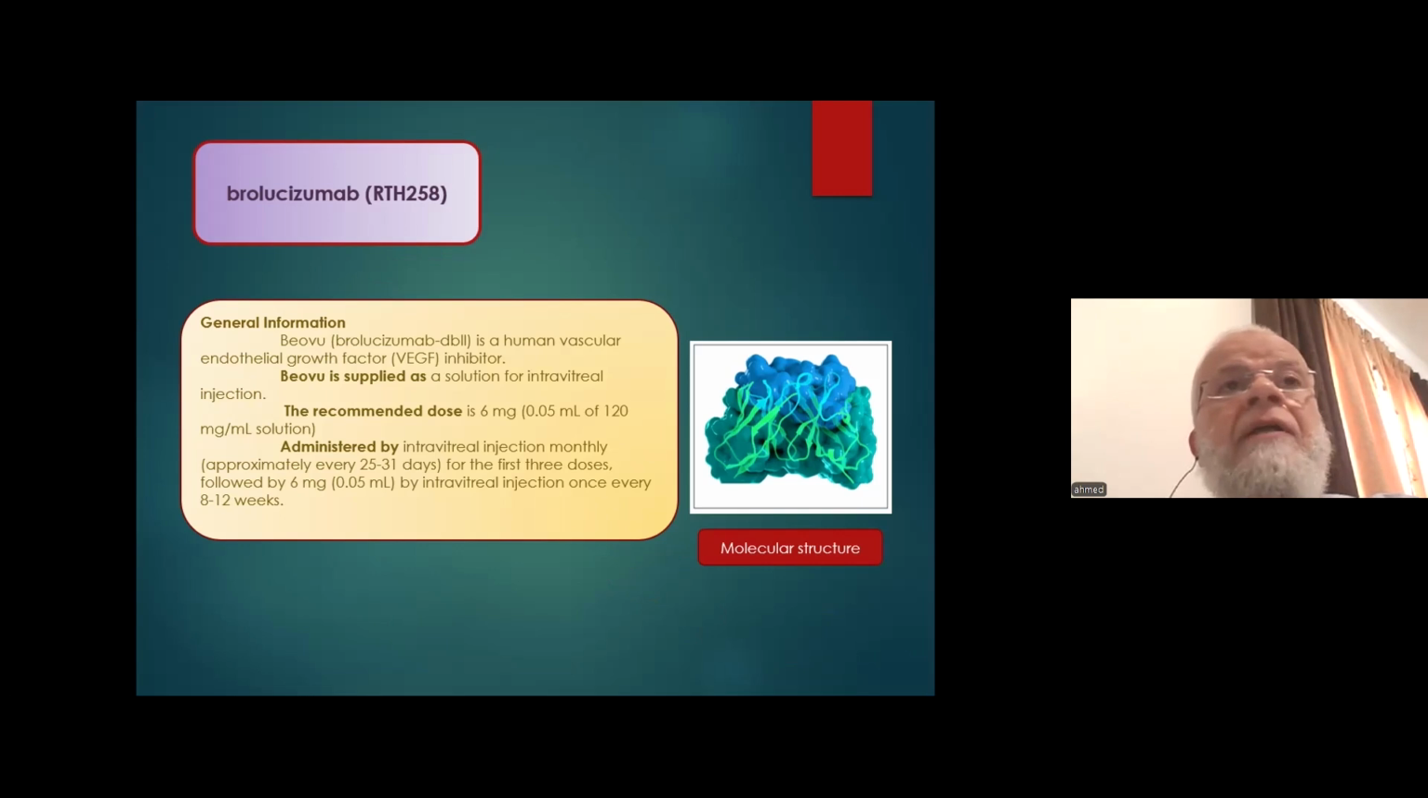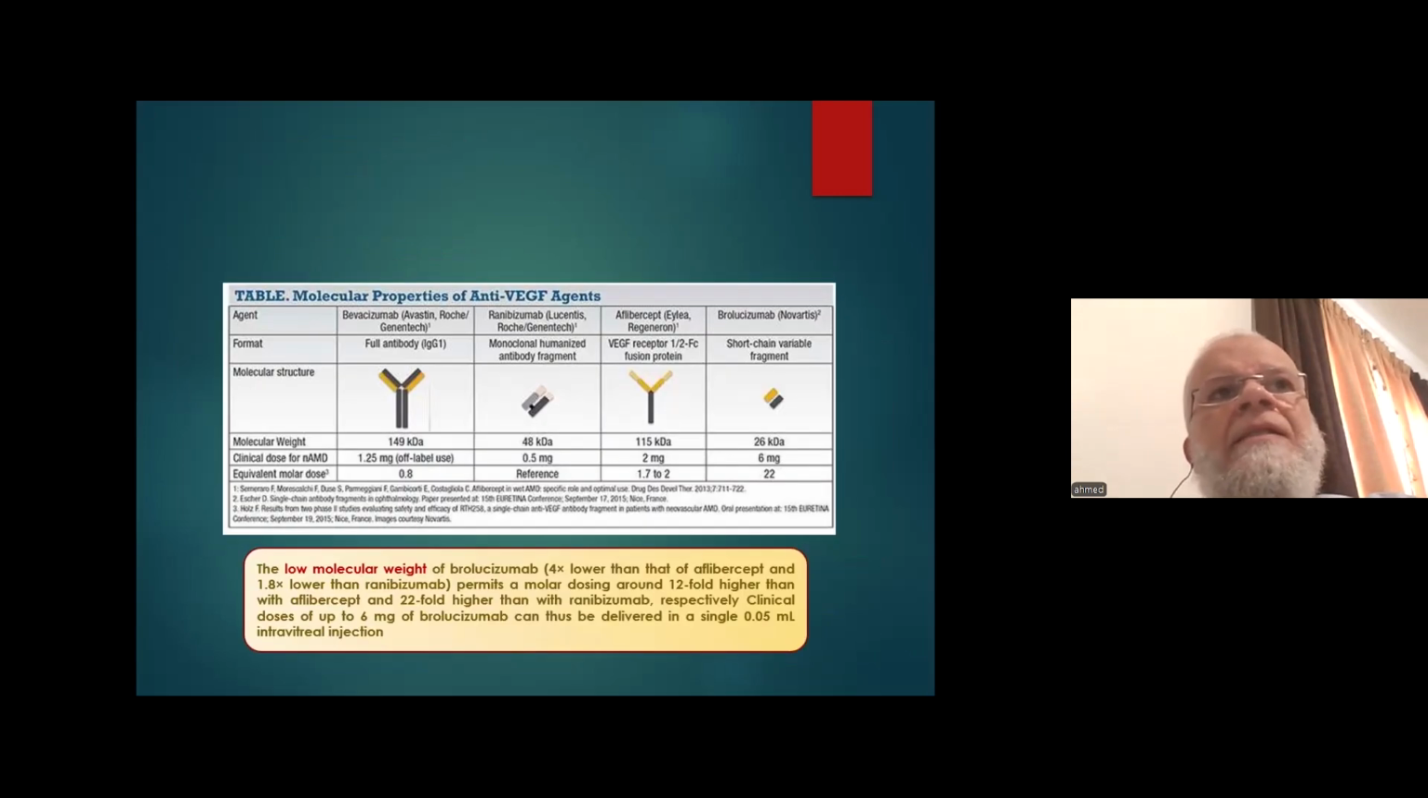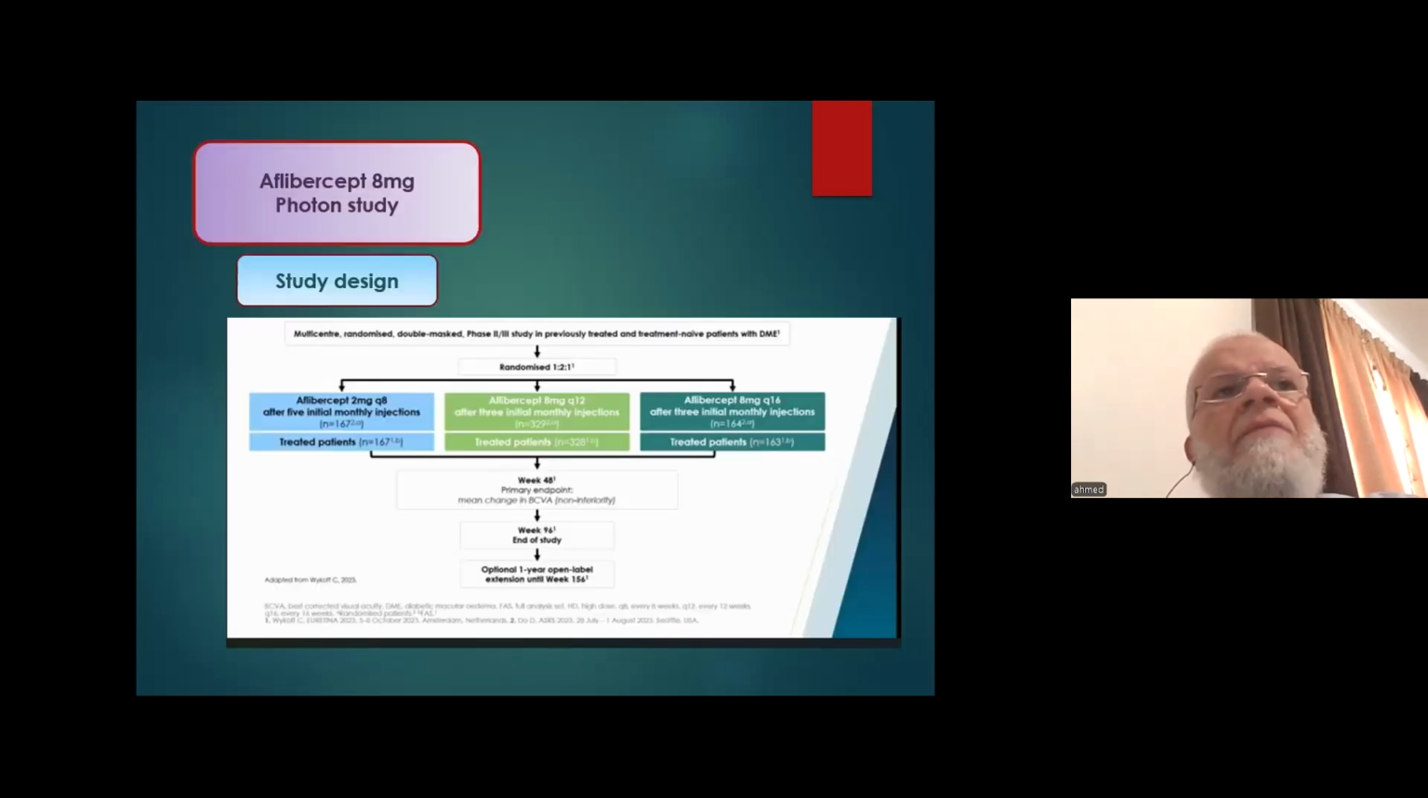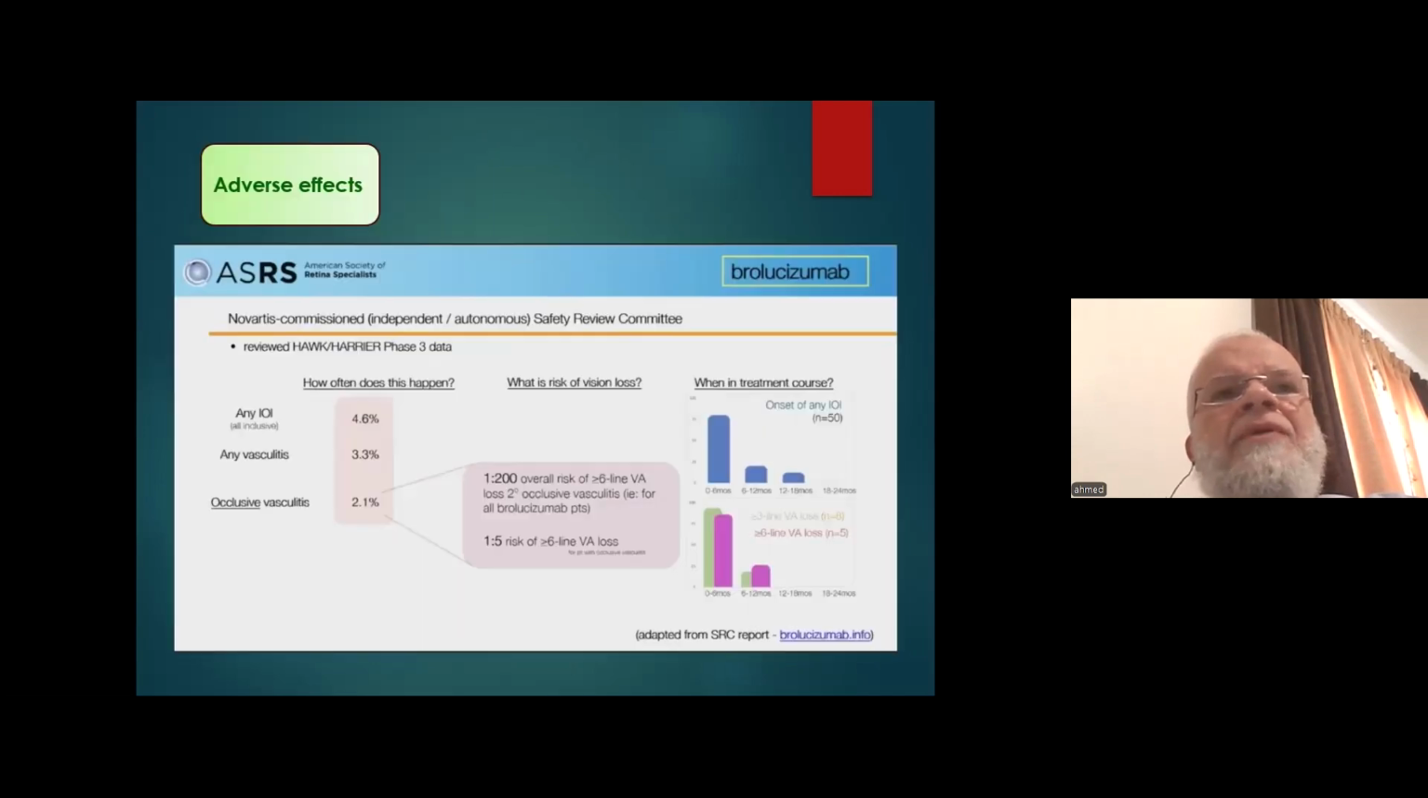Brolucizumab is a very nice and very new long-acting anti-VEGF, but its complication is that it causes occlusive vasculitis in about 2% of cases. Therefore, it is not administered routinely because of the high untoward effect.